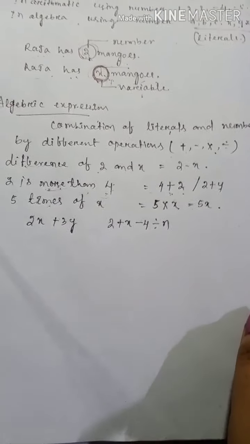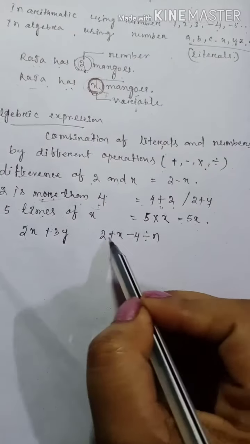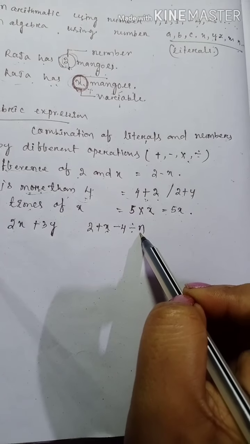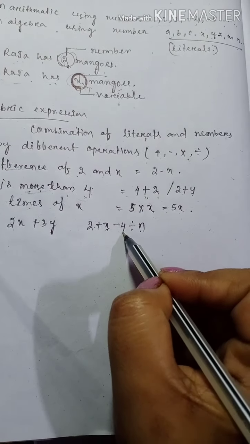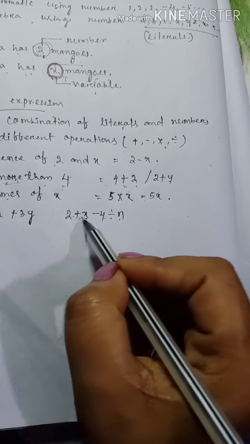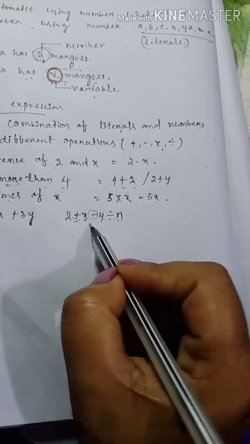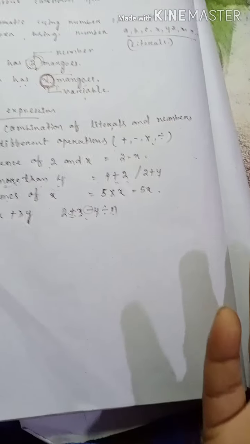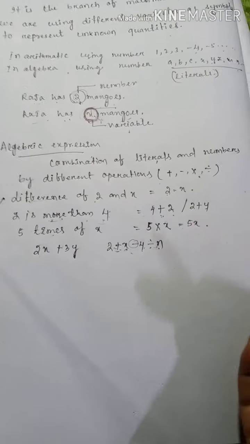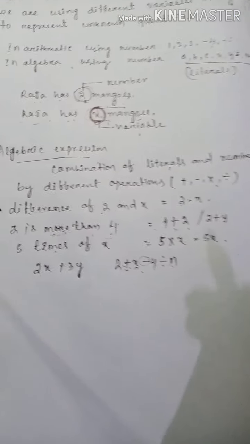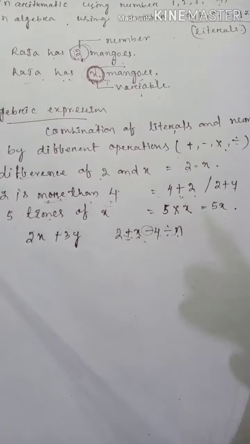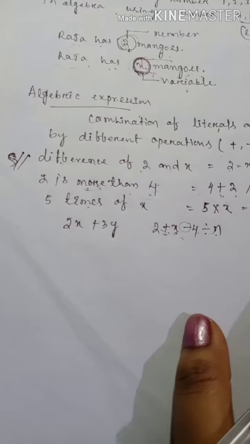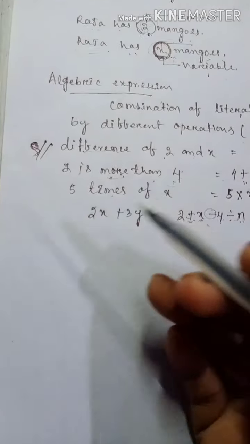This is also an algebraic expression because, see, there is a combination of literals. Literals means x is a literal, n is a literal. Numbers are also there, 2, 4, and they are combined by the different signs. Clear? Here also minus n, it is a literal, it is a number. So like this, whether it is a combination of numbers with numbers or numbers with literals by different operations, that is known as an algebraic expression. Clear, students? Next part we have to go.